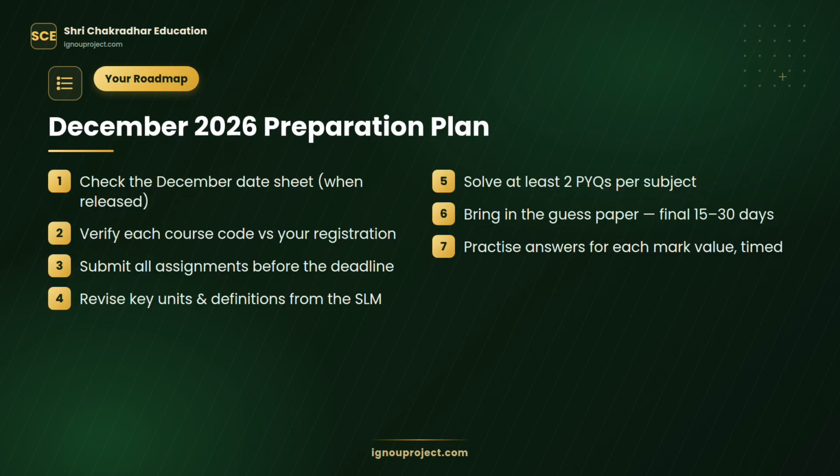Here is a clean preparation plan for the December 2026 exams. Step 1. Check the December date sheet the moment it is released. Step 2. Verify each course code against your registration. Step 3. Submit all your assignments before the deadline, since that is required to sit the exam. Step 4. Read and revise the key units and definitions from your study material. Step 5. Solve at least 2 previous year papers for every subject. Step 6. Bring in your guess paper for the final 15 to 30 days. And Step 7. Practice writing answers for the different mark values under time.